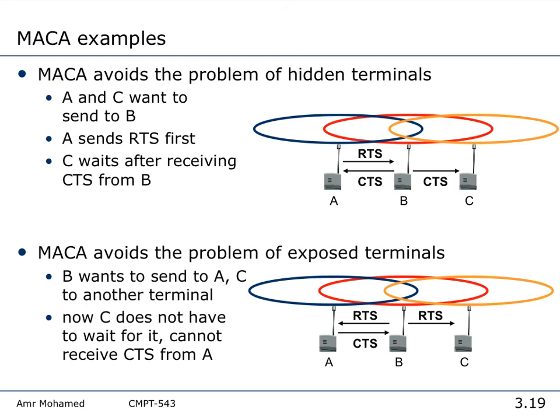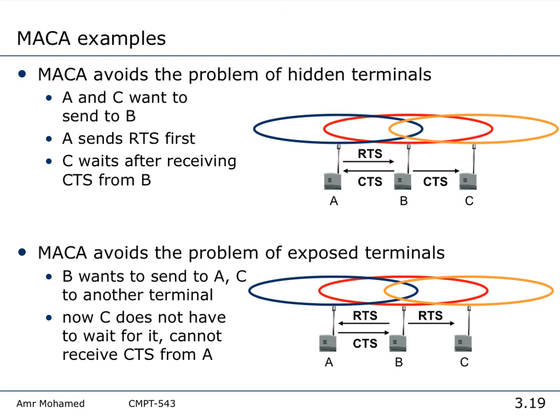So C in that case may move forward with the transmission because it knows that B is trying to send to A, and it does not want to send anything to A. It wants to send to D, and D is a different destination, so it can move forward with that. All right.